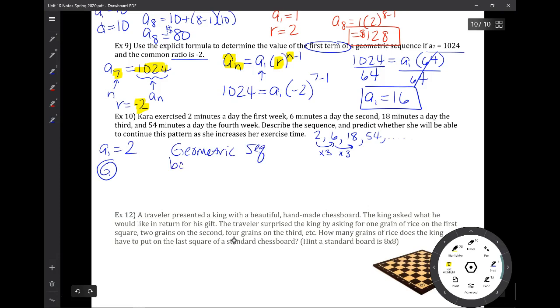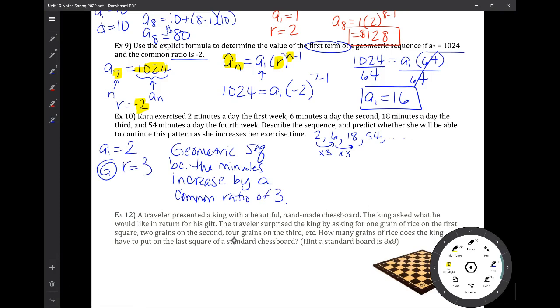because the minutes increase by a common ratio of 3. All right, describe the sequence I did, and then predict whether she will be able to continue this pattern as she increases her exercise time.